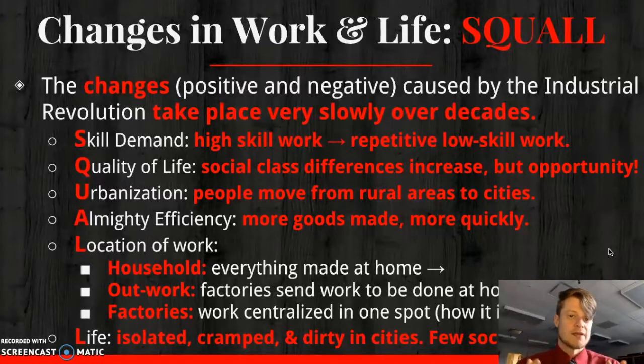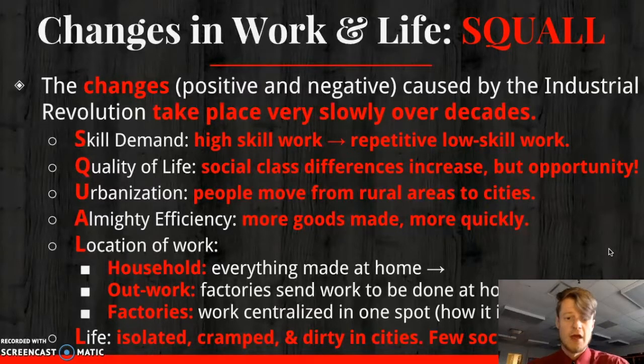Normally, when you had somebody make a product, that product took a lot of skill. It was what we call high skill work. And now with machines, that skill can be done at an incredibly low skill level. You can have a machine whose only job is to do the exact same thing over and over again. So we see that high skill work, generally speaking, can become very repetitive, low skill work.